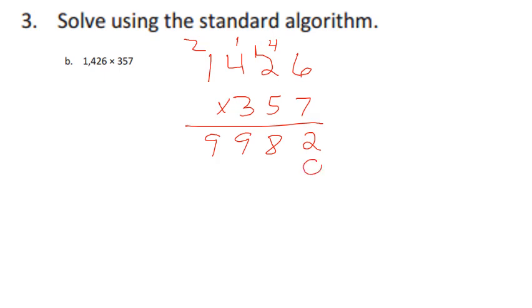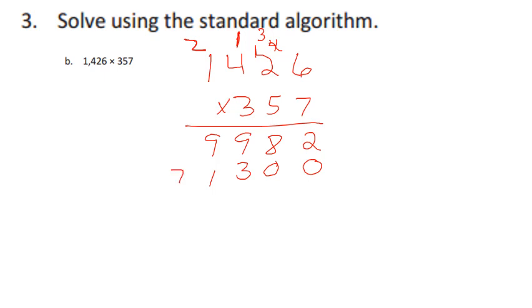Now we're going to our 10s. So I'll put a placeholder down, and 5 times 6 is 30. Carry our 3. 5 times 2 is 10, and 3 is 13. Carry our 1. 5 times 4 is 20, and 1 is 21. Carry our 2. 5 times 1 is 5, and 2 is 7.